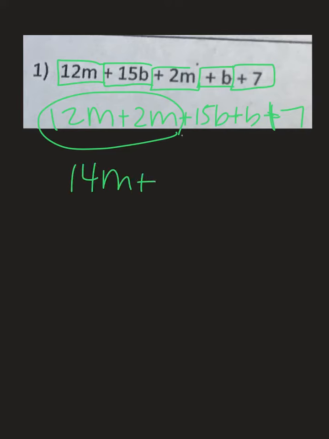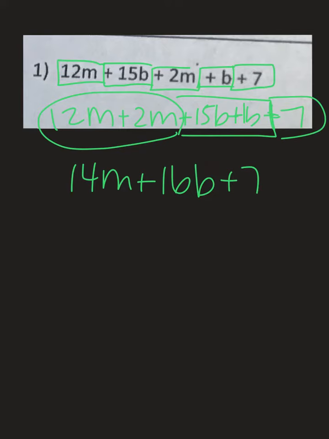Plus, we've got 15 and just b, which is 1b, so that would give us 16b. And then 7's kind of off here on its own, so we can't combine it with anything. It's just going to be brought down, 7. So our original problem has now been simplified to 14m plus 16b plus 7.